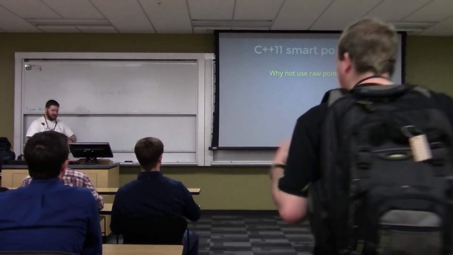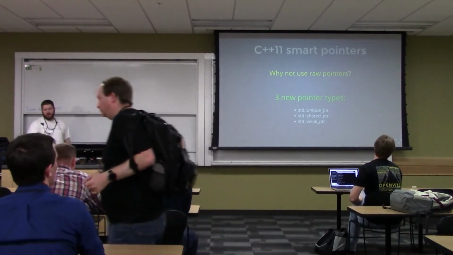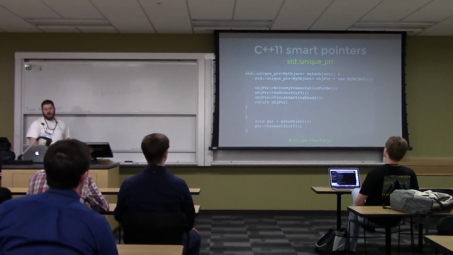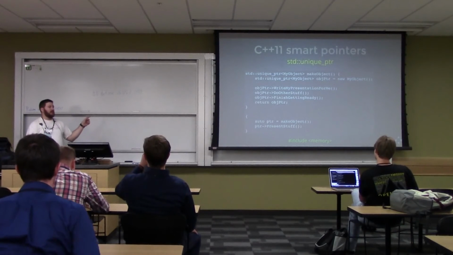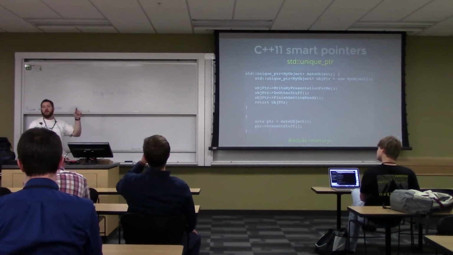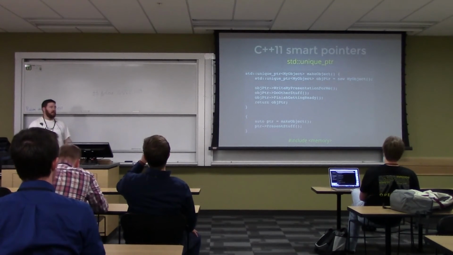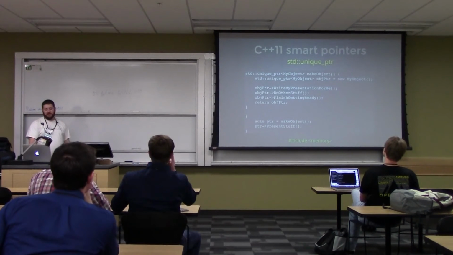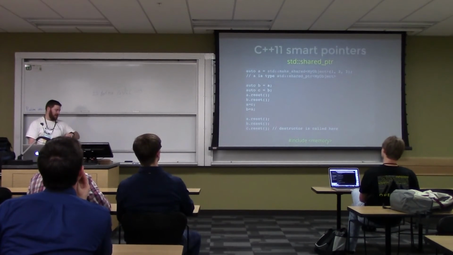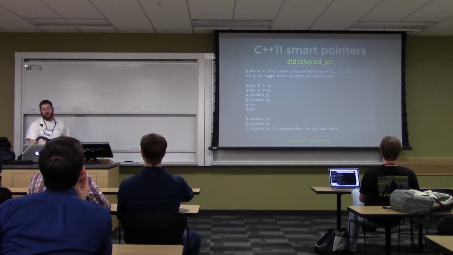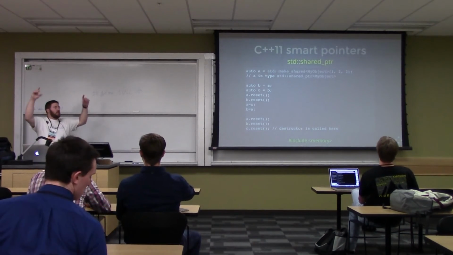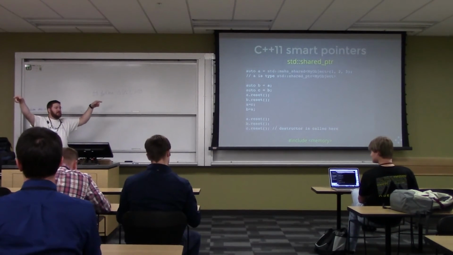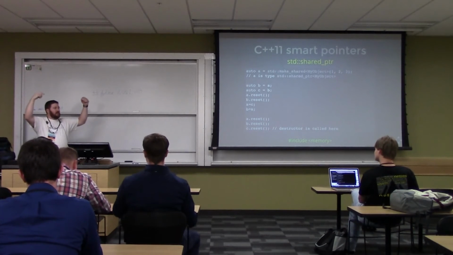Smart pointers. Unique pointer, shared pointer, weak pointer. Unique pointer, basically, only one thing owns it. If you assign it to another thing, it will remove ownership from the first. It replaces the auto pointer from C++ 11. It's way cooler. Sorry, I'm out of time, so rushing. Shared pointer, you can have multiple things that have reference to the shared pointer. It will stay around until the last one releases it.